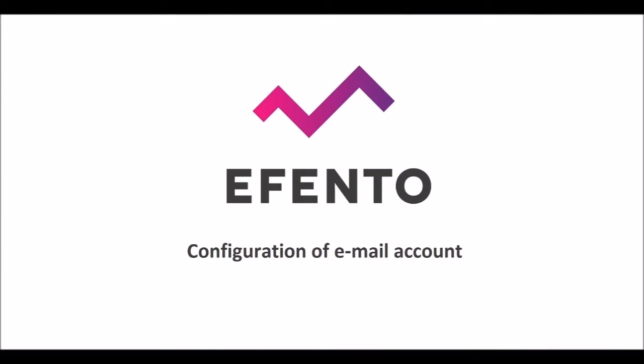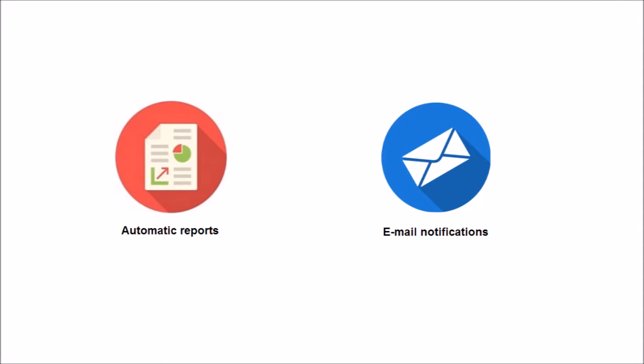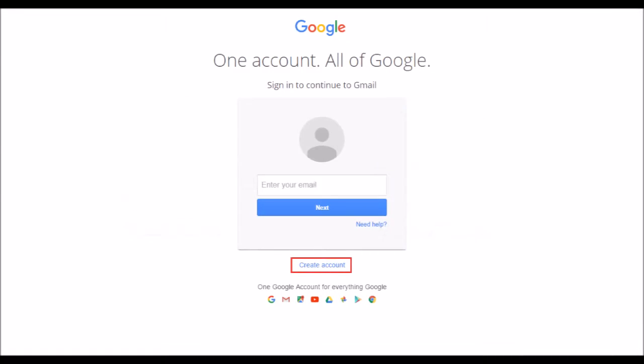Configuration of email account. An email account is used in the application to send automatic reports and email notifications. You can use any email account, for example, your company's email. If you do not have an email account, create a free Google account for your device. A Google account can be created at www.gmail.com. Note the created login and password, as they will be needed for further configuration.